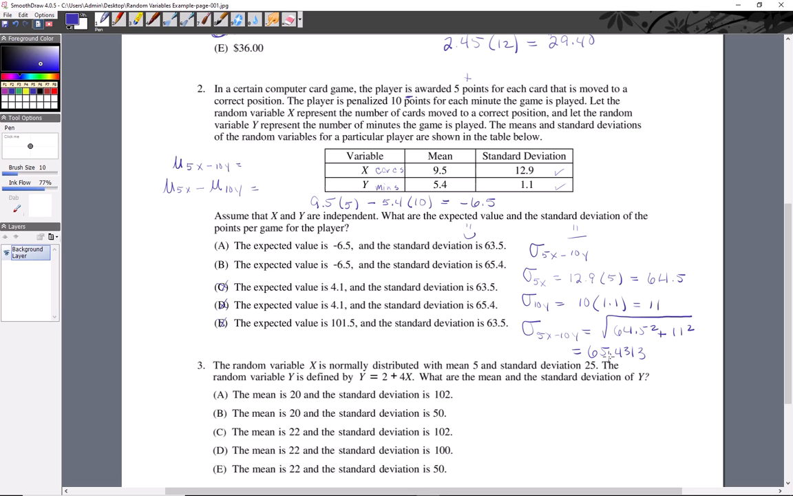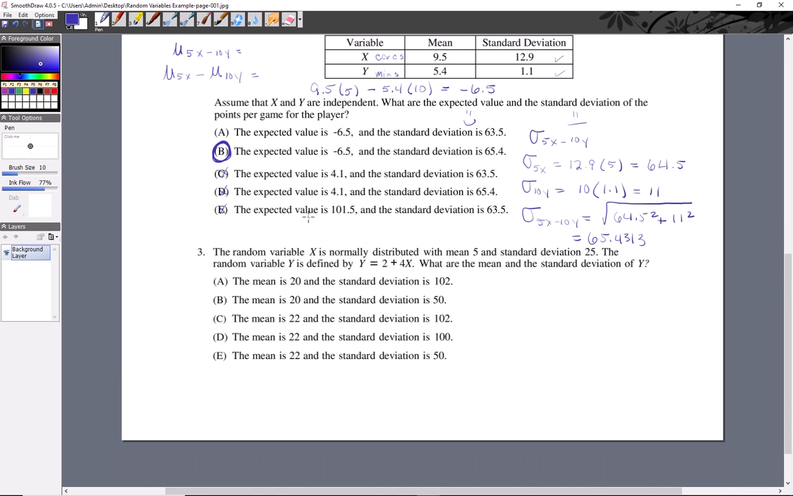And they just round it to 65.4, so that's your correct answer. Okay? So, yeah, there are some transformations and some combinations in the same problem.